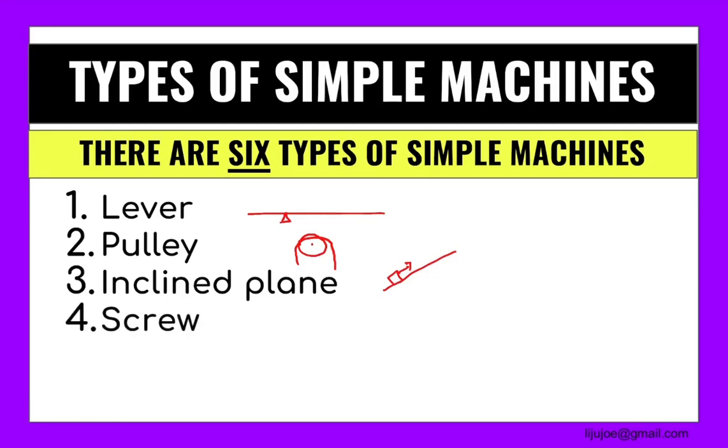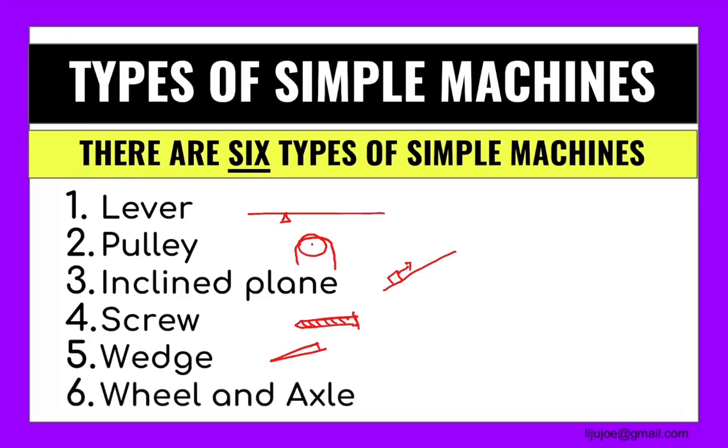Then we have a screw, wedge, and a screw, you know, it's a long nail with some threads on it. And a wedge is a device which has more than one inclined plane. And finally, we have wheel and axle. The best example for wheel and axle will be a screwdriver. Okay. Then these are the six categories of simple machines.